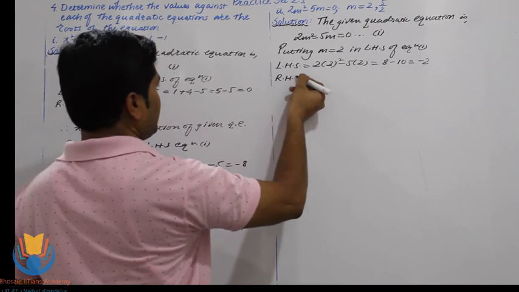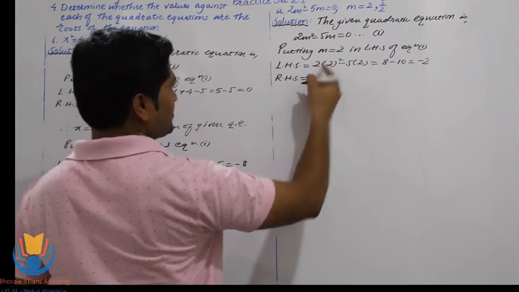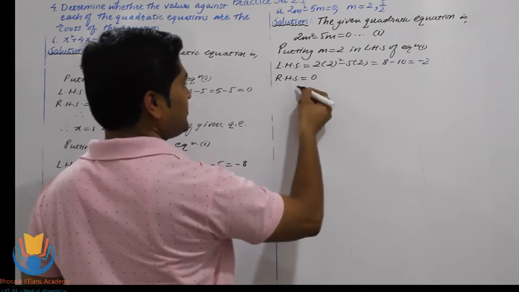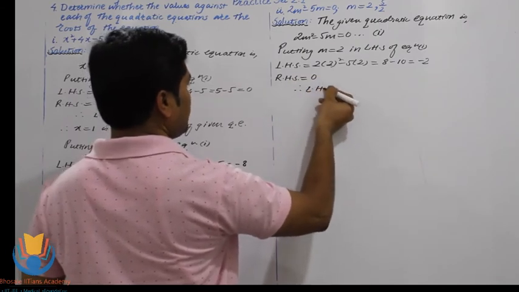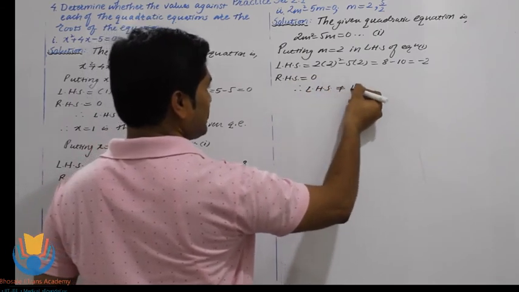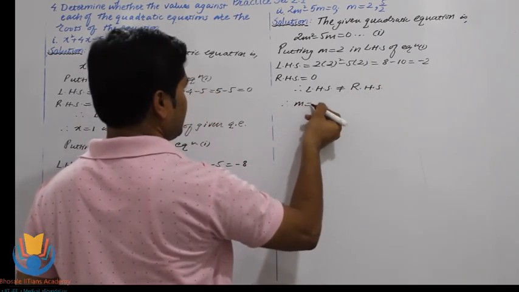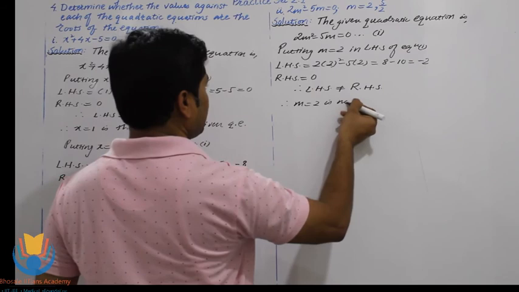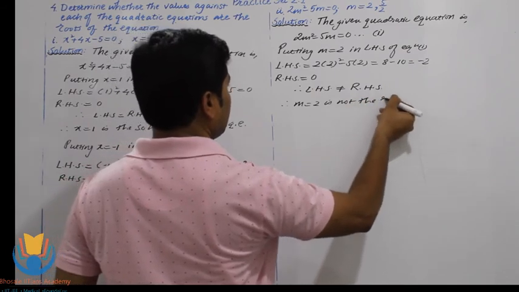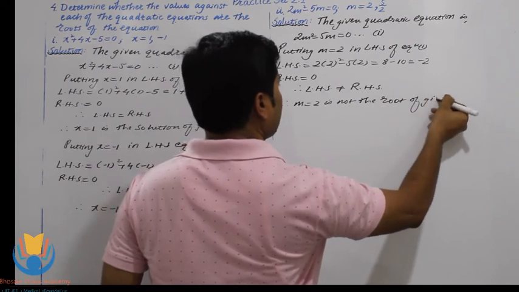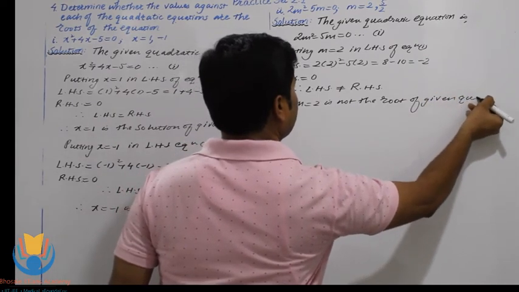Again there is no term on the right hand side that is to be substituted for m here, so let's write that as 0. Again we will compare those two sides. Therefore LHS is not equal to RHS. Therefore m is equal to 2 is not a root of the given quadratic equation.